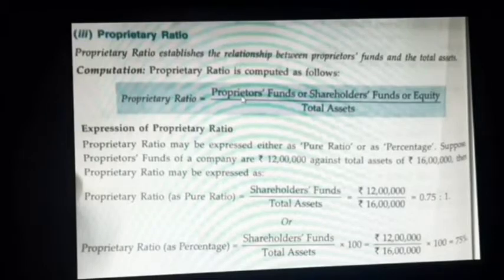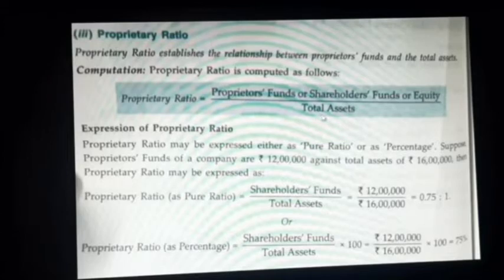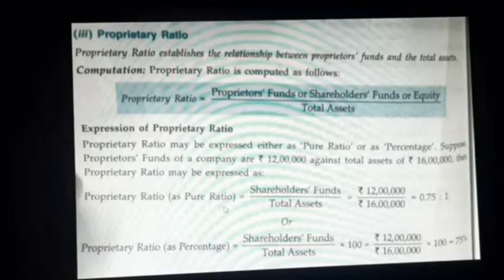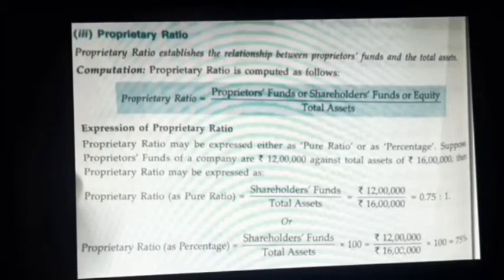Proprietary ratio, the formula is proprietor's fund, or sometimes you can use the word shareholders' fund, or even use equity, divided by total assets. In pure form, the answer may be 0.75:1. In this formula, if you multiply by 100, you will get the answer in the percentage form. So you can express the proprietary ratio in pure form as well as in the percentage form.